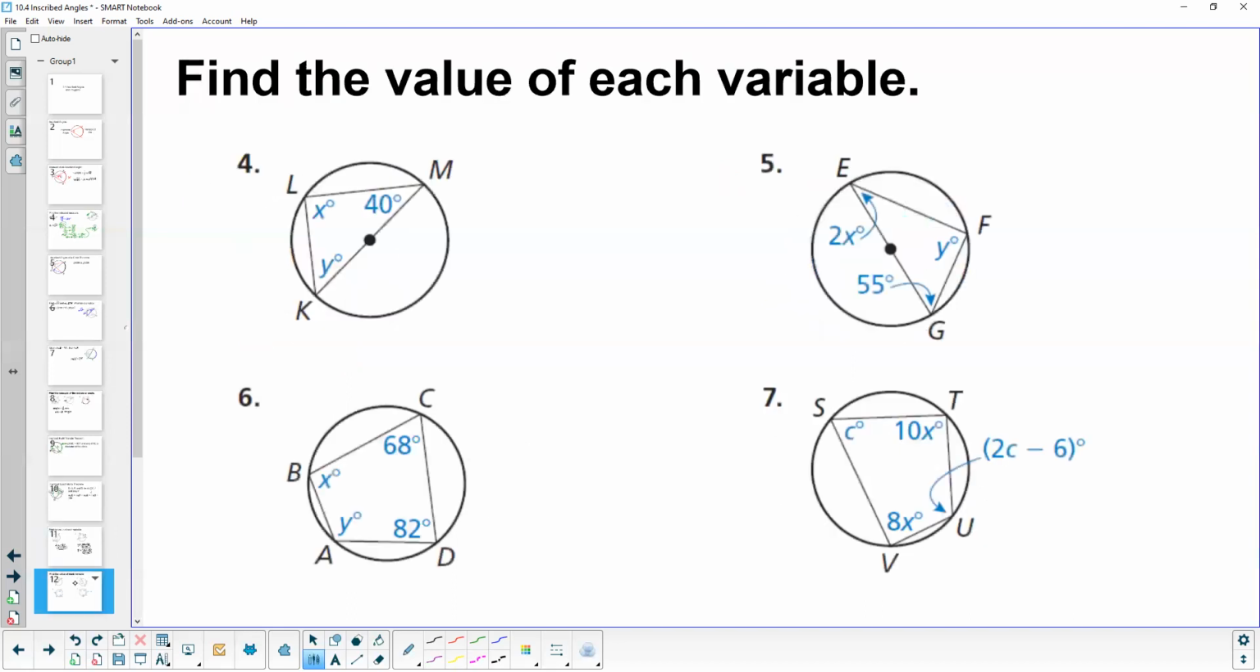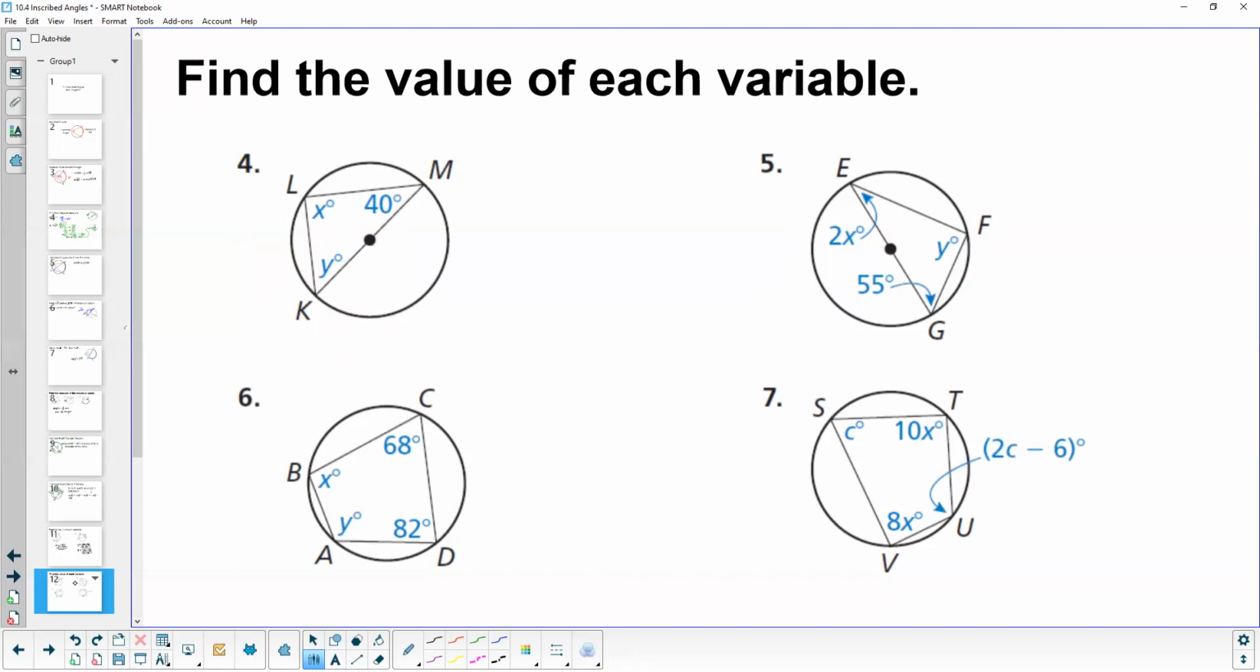Let's take a look at a couple last examples where we apply this here before we get going. Now, the ones on the left are a little bit more simple. The ones on the right are a little bit more complex. So what we want to do is figure out what are each of the values of the variables that we see in these inscribed polygons.